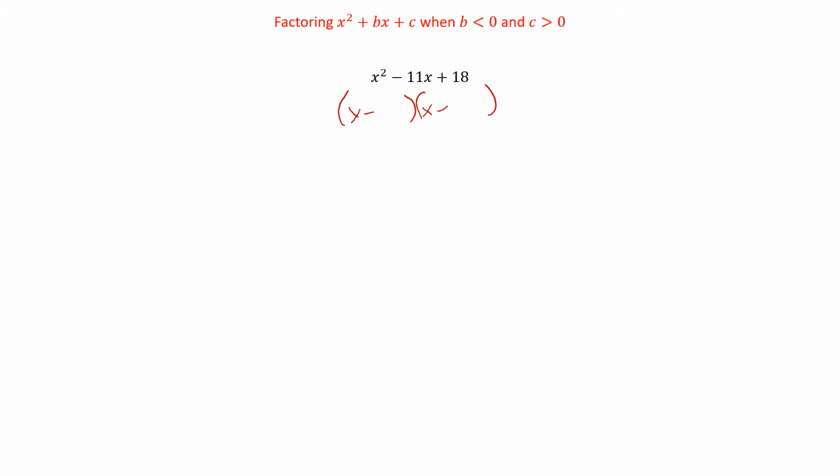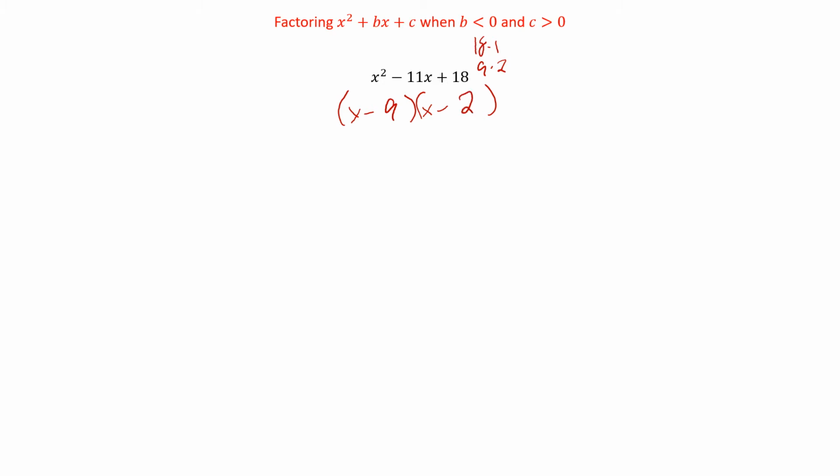So let's see, 18 could be 18 times 1, but that's 19 when we add them. It could be 9 times 2, or 6 times 3. 6 times 3, 6 plus 3 is 9, so that's not it. But 9 times 2, 9 plus 2 equals 11. So how about negative 9 and negative 2?